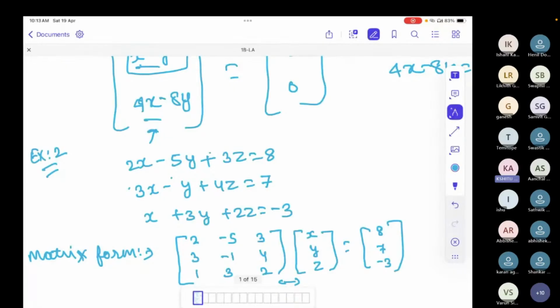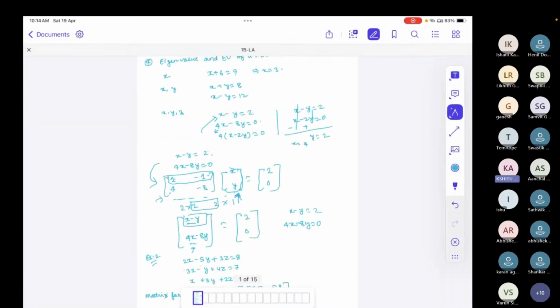It's quite easy to do, right? Because it is just first row and this column, this row and this column, and this row and this complete column, and so you will be getting this system of linear equations only. Any doubt so far? No. Okay. So let us proceed.